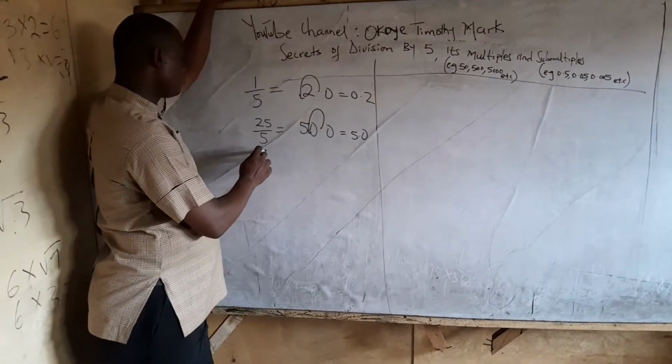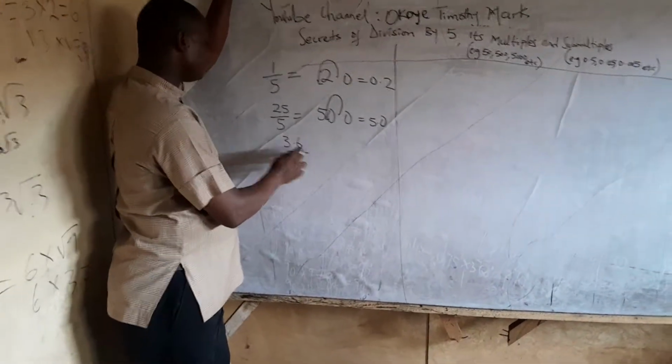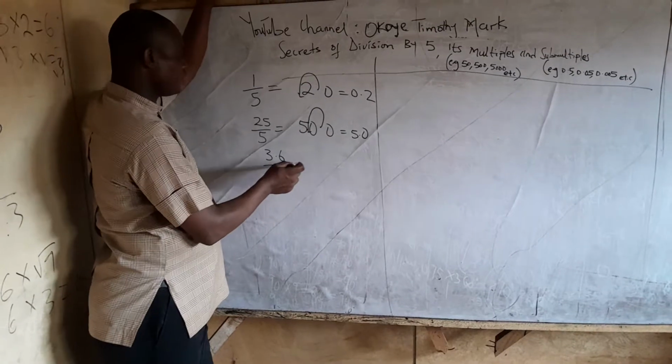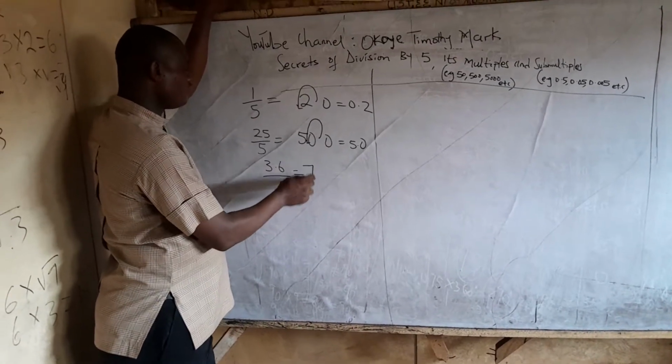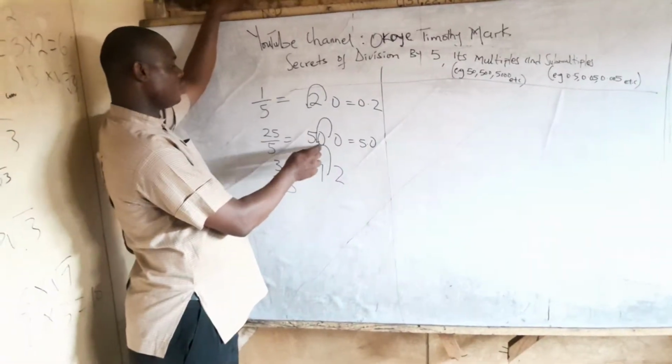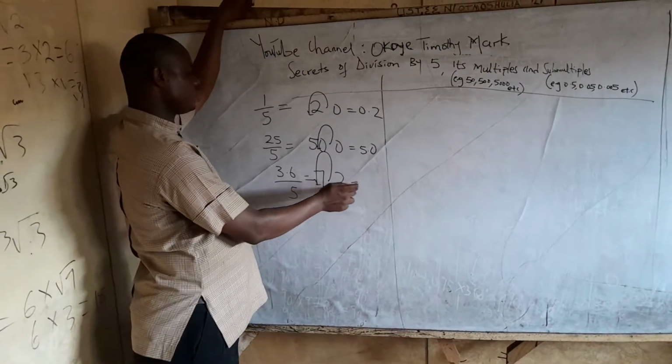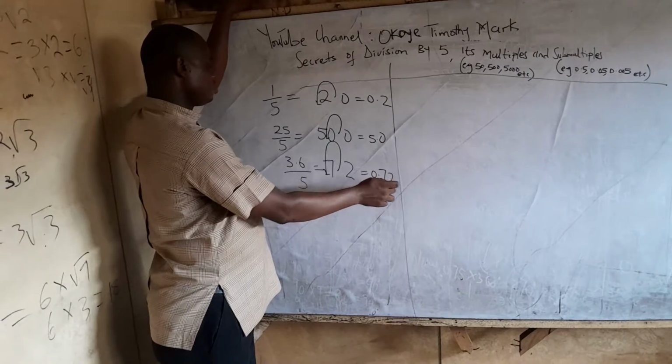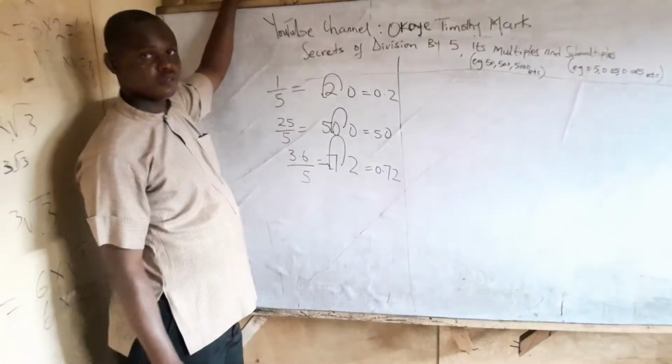If I have 3.6 all over 5, I'll double the digits. So the digit now doubled is 7.2. When I shift the decimal place one step backward, I have it as 0.72. Hence 3.6 over 5 is 0.72.